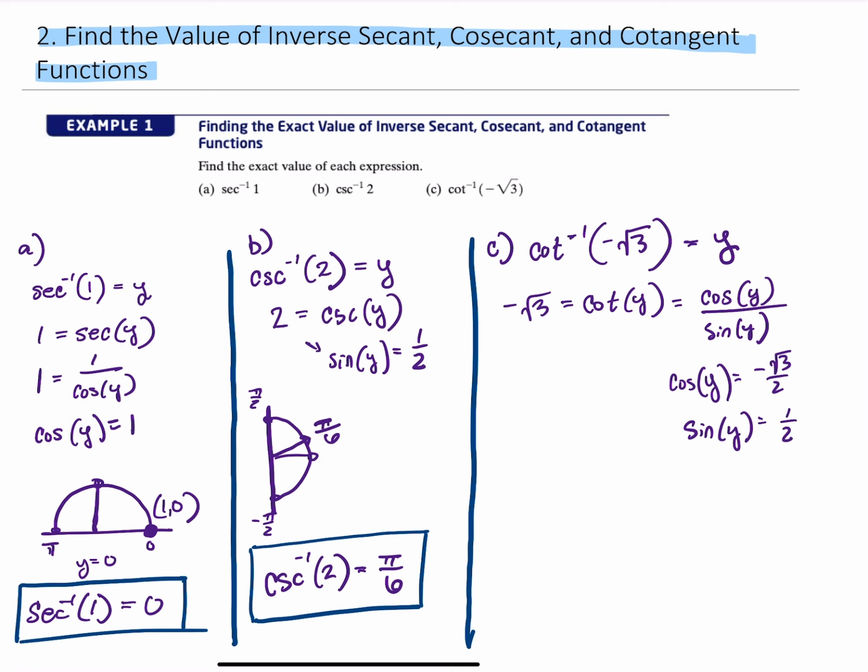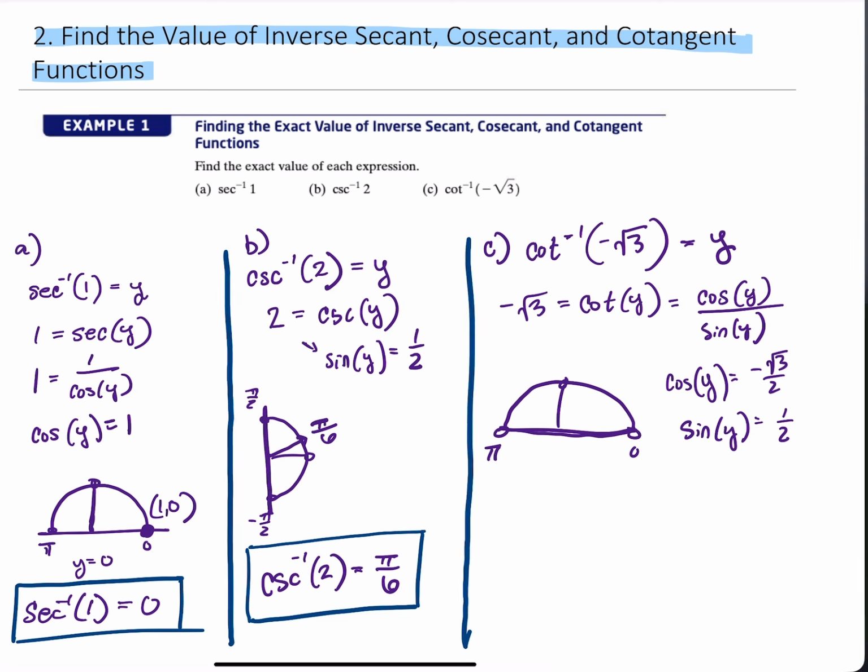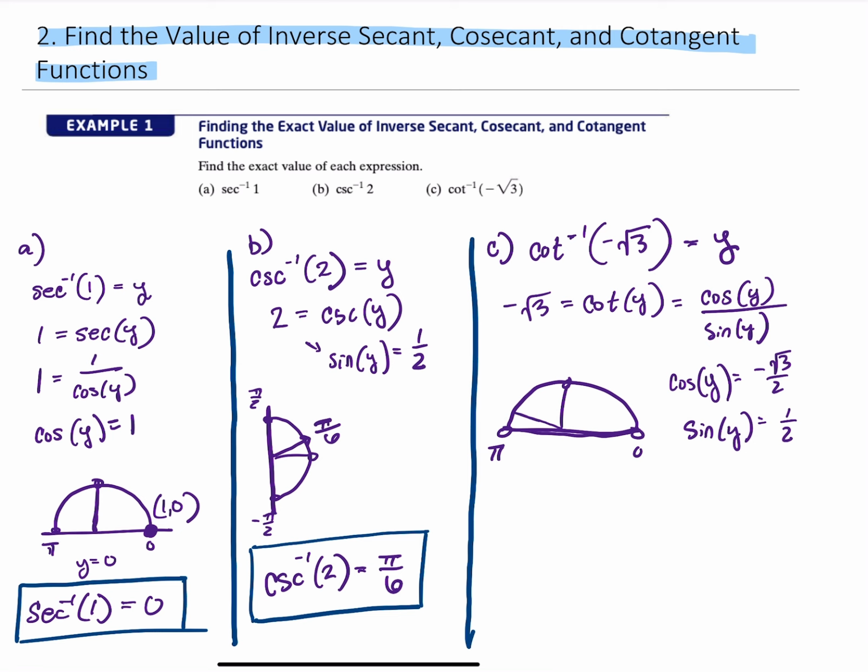And we said earlier the inverse cotangent had the restricted range from 0 to pi, not including endpoints. So I'm looking for that coordinate point -√3/2, +1/2. That sounds like 5 pi over 6 over in the second quadrant. So I can say the inverse cotangent of -√3 equals 5 pi over 6.